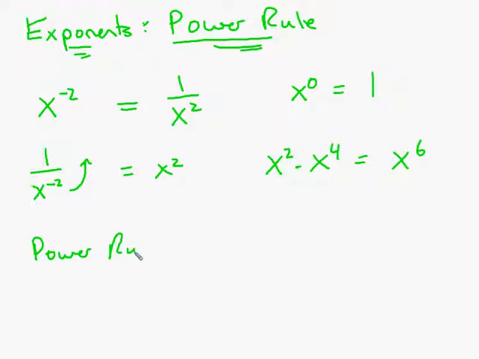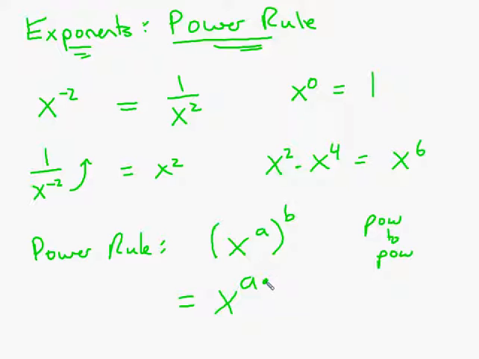Power rule. So this is when we have something like x to the a, in parentheses, and then a b up here. So we have a power and then another power. This is like a power to a power. Pow to pow. So what are we going to do there? Well, we're going to multiply them. So that's going to equal x to the a times b.